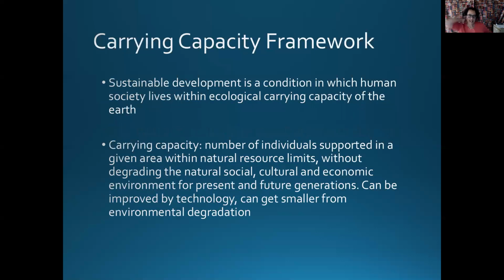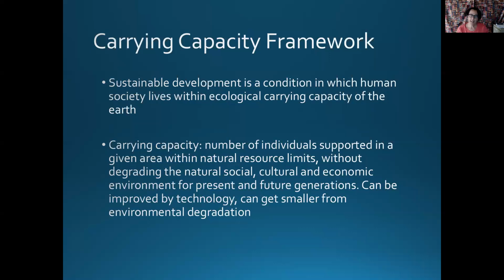So that gets us to the carrying capacity concepts. What's the Earth's carrying capacity? And that framework of definition. So that definition, sustainable development is a condition in which human society lives within the ecological carrying capacity of the Earth.